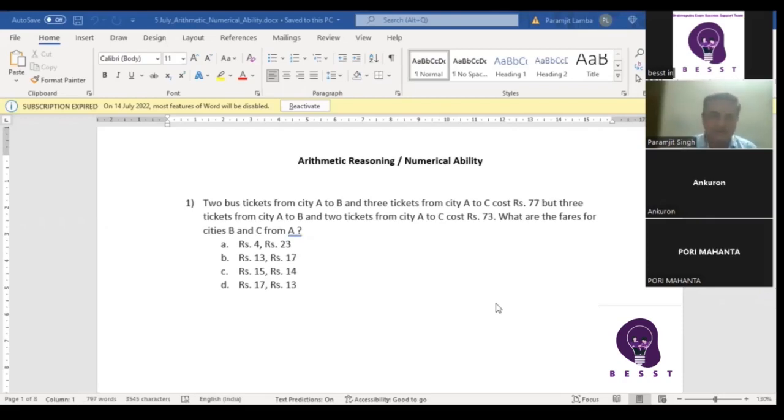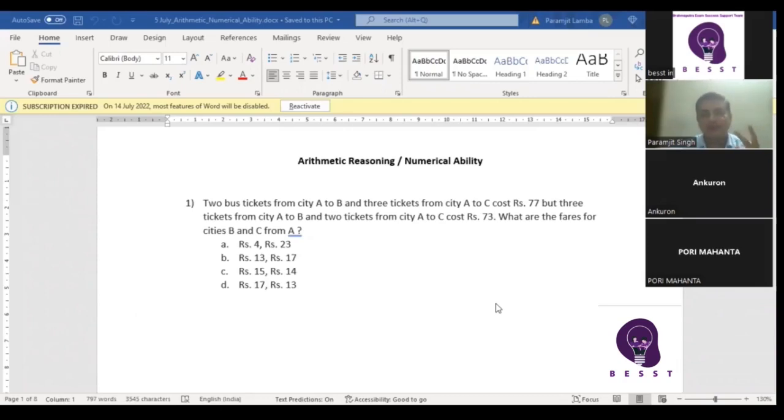So the first question for today is: two bus tickets from city A to B and three tickets from city A to C cost rupees 77. Two tickets from A to B and three tickets from A to C is equal to 77. But three tickets from A to B and two tickets from A to C cost 73. What are the fares from city B and C from A? So from B to A and C to A, what will the fare be? Any ideas on how to do this? I'll give you a hint.